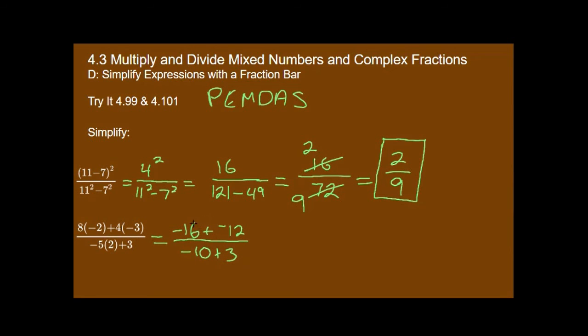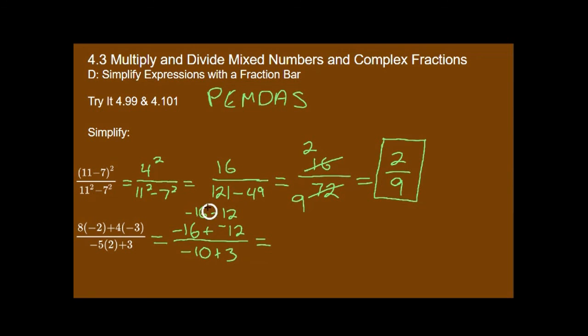Okay, so I've done all my multiplication. There's no division in the numerator and there's no division in the denominator. Now we know we're dividing the numerator by the denominator, but remember we're doing everything in the numerator first and then everything in the denominator, and then we're dividing because the fraction bar is a grouping symbol. So let's go ahead and do our addition. Negative 16 plus negative 12 could also be written as negative 16 minus 12. However you prefer to look at that is fine with me.